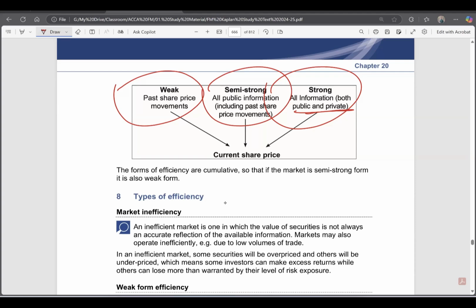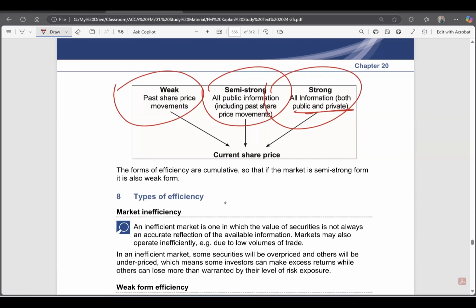So most of the markets in this world don't have weak form efficiency. They don't have strong form efficiency. They have the semi-strong form of efficiency. So we can say that the stock markets we have nowadays have semi-strong form efficiency. So they have all public information, including past share price movement. Whatever information is publicly available through newspaper, through announcement, through the company, whenever it becomes public, people know about it and they will react immediately.